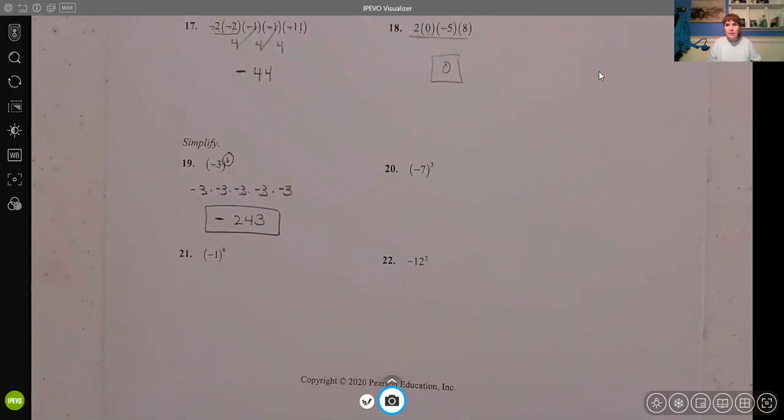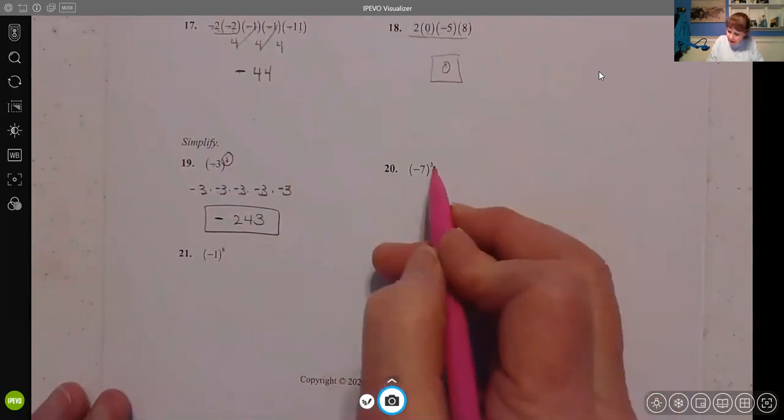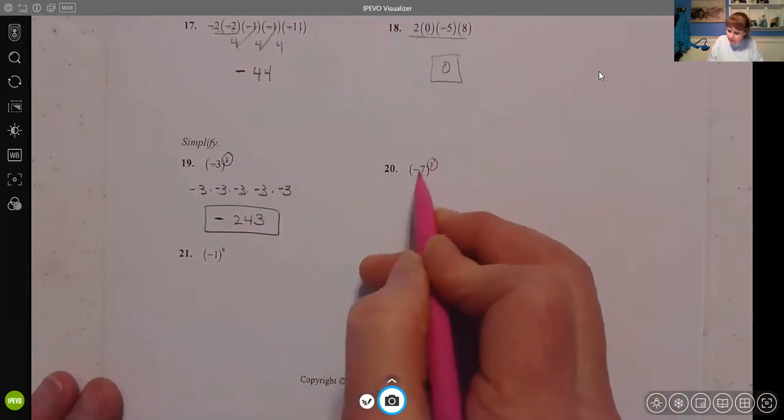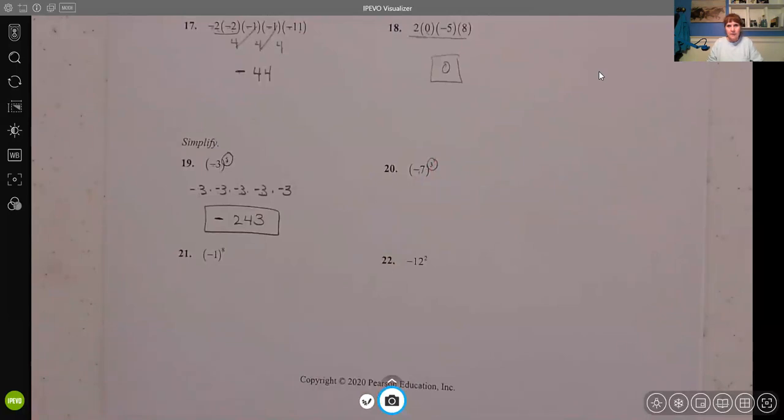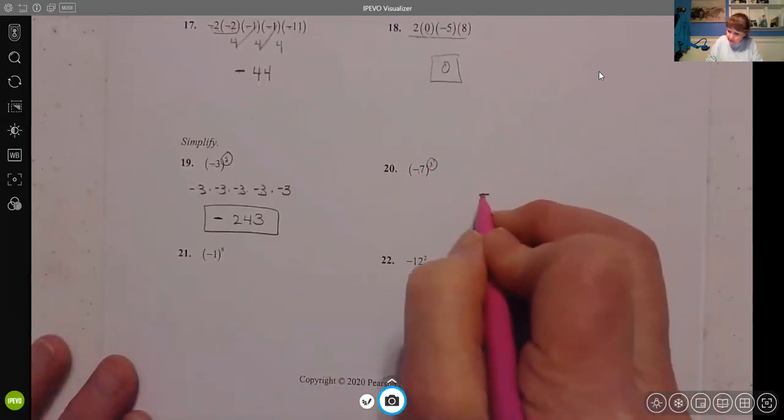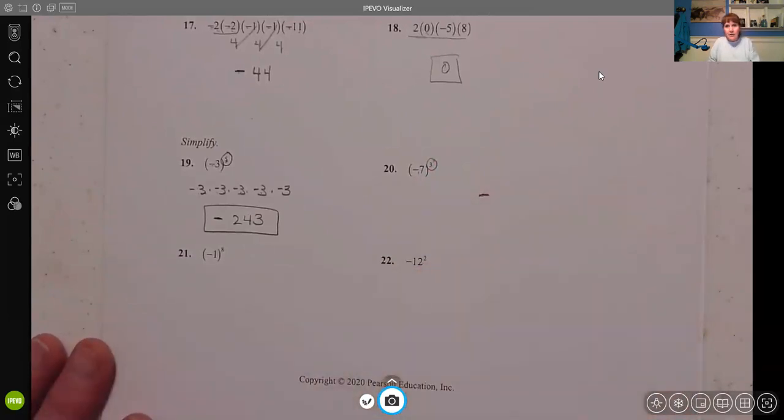So now let's look at number 20. Will it be negative or positive? Well, I have an odd number of negatives. I have 3 of those. So I know my answer is negative. So then I just have to take 7 times 7, which is 49, times 7 is 343.